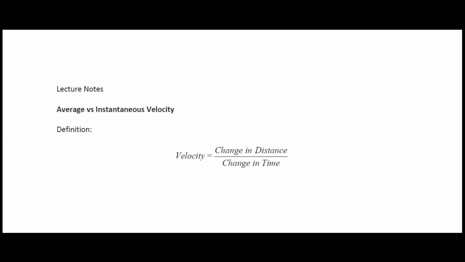So velocity is defined as a change in distance per change in time. If you're traveling, let's say you're on vacation and you travel 480 miles during a 12-hour period, then your average speed or velocity is 480 divided by 12, which is exactly 40 miles per hour.